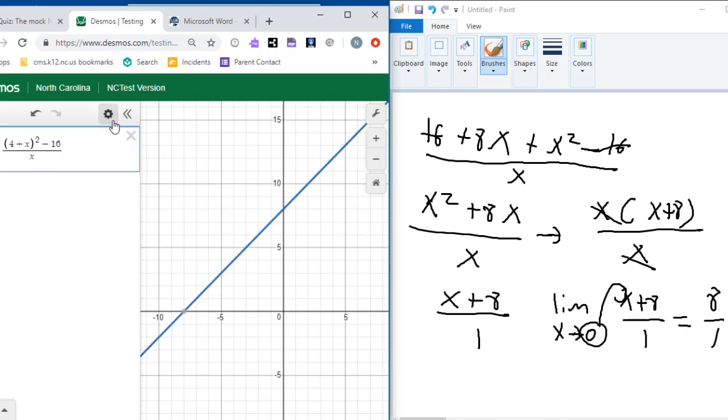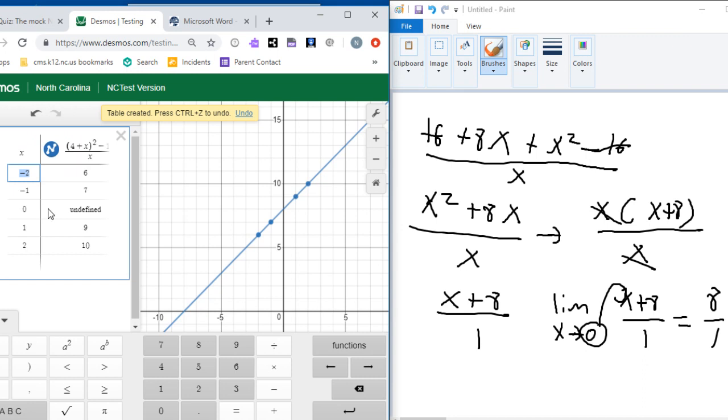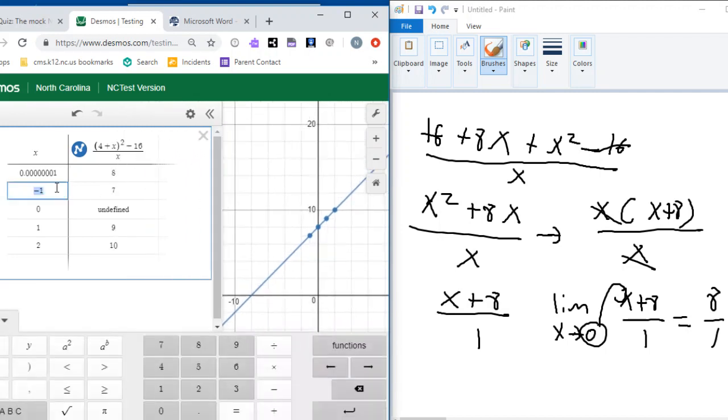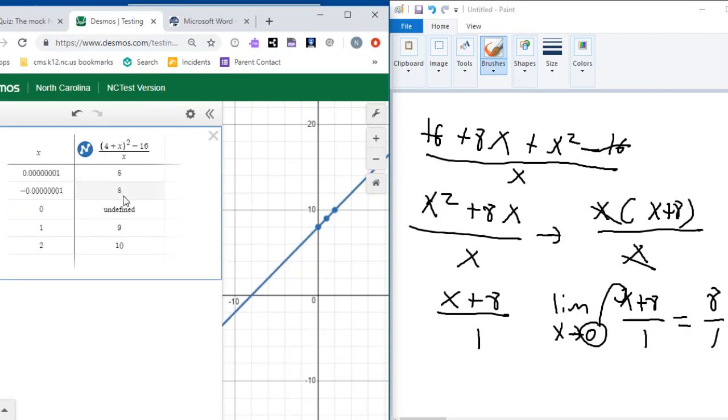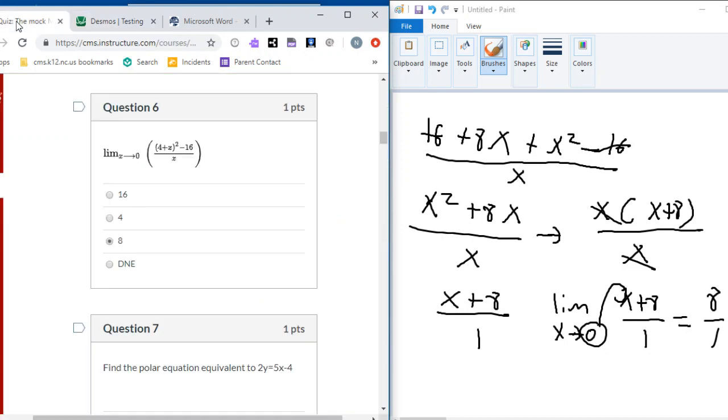So, very important that you type in the function right. Double check that, because I was just able to find that. You evaluate 0. Even if 0 is undefined, you can input 0.00001, which is 8, and negative 0.00001, which is also 8. So the limit from both the left and the right is approaching 8, which means the answer is 8. So once again, that's two methods to get 8 as your answer.